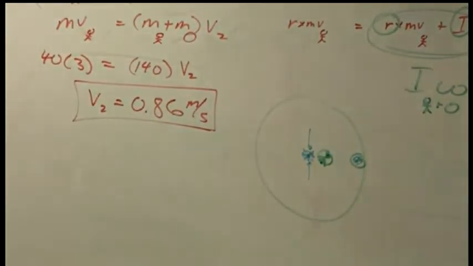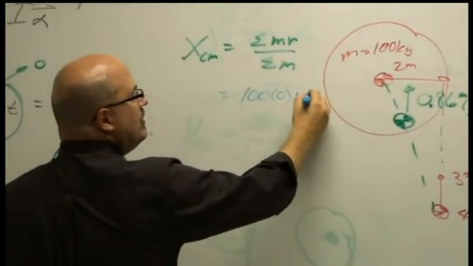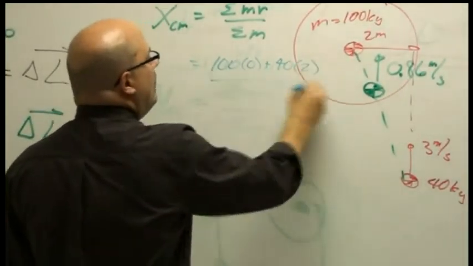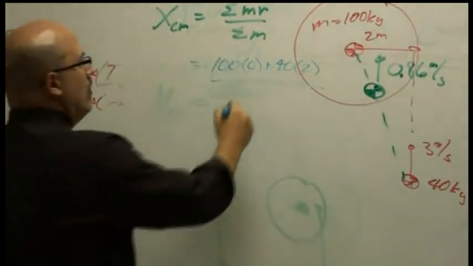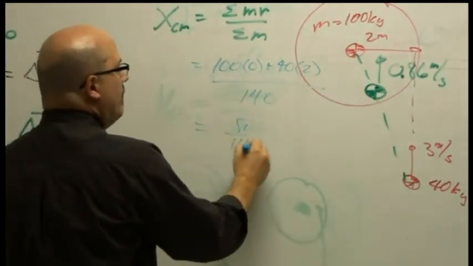So the radius for this is 0, plus the mass of the boy, which is 40, and what's his radius? 2. Okay, what's the mass of the whole thing? 140. So what's 80 divided by 140?